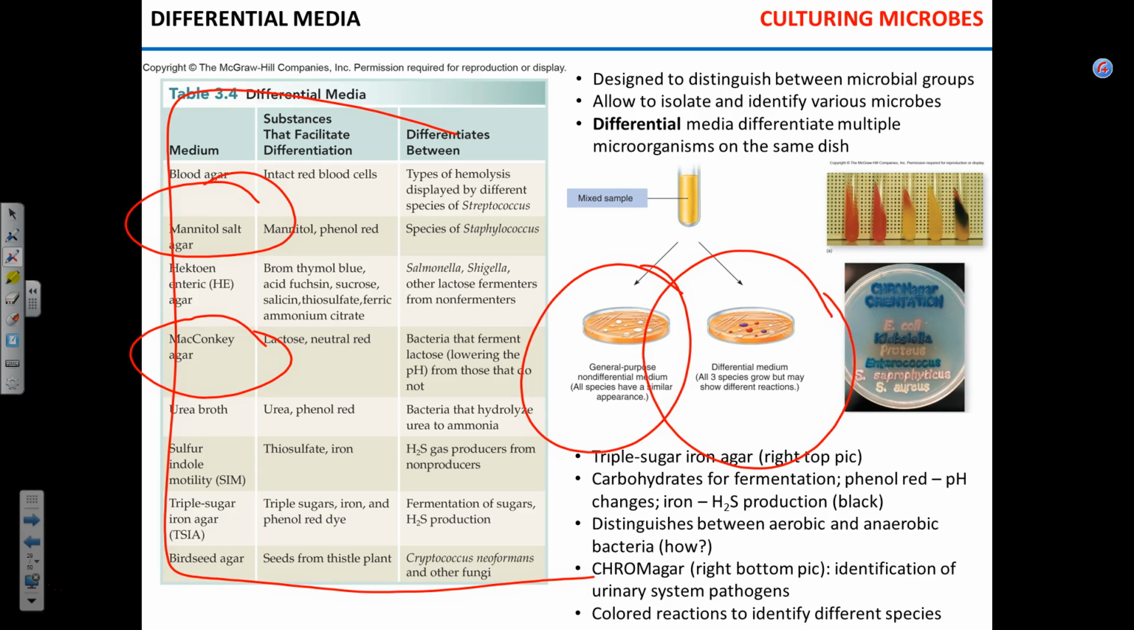What about the differential component? It contains lactose and an indicator. Some of those enteric microbes can use lactose, a sugar, right, as the energy source for fermentation. What is the product of fermentation? Lactic acid. Again, acid. Neutral red will change the color from red to yellow.